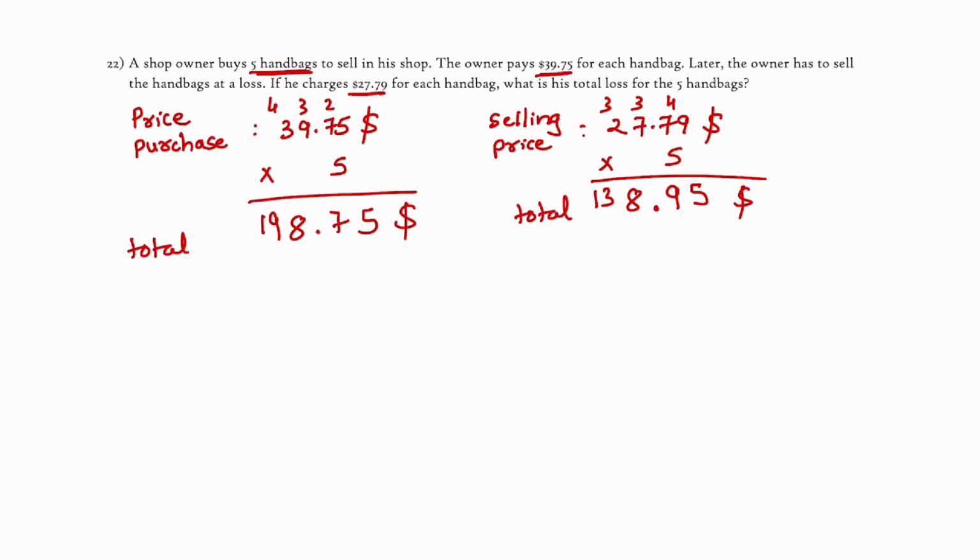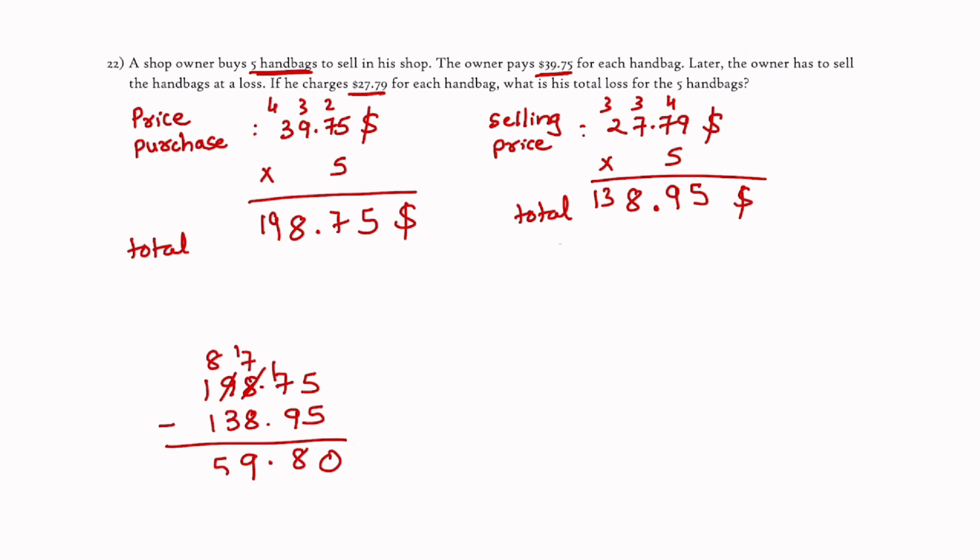So the loss is going to be what? 198.75 minus 138.95. 0. This cannot be done. So 7, 1 here. 17 minus 9 is, how much is it? 8. Is it? Yes. Then this is 8. 17 minus 8 again. So that's 9. 18 minus 13 is 5. So the loss is of 59.80. He lost $59.80 here. That's a loss.